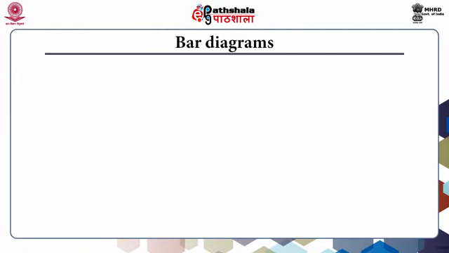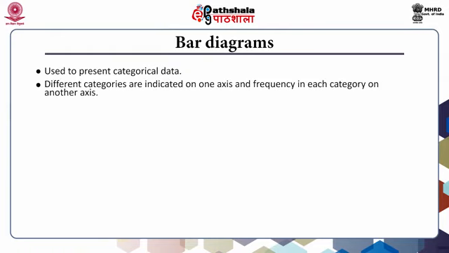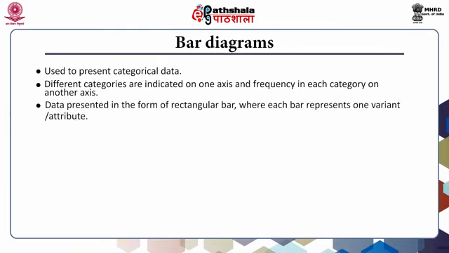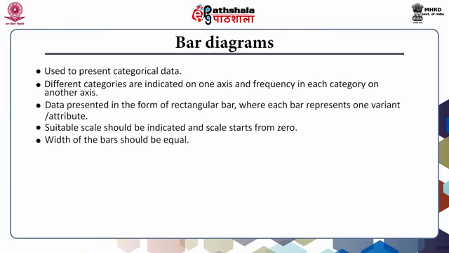Bar diagrams. This is used to present categorical data. Different categories are indicated on one axis and frequency in each category on another axis. Data presented in the form of rectangular bar, where each bar represents one attribute or variant. Suitable scale should be indicated and should start from 0. Width of the bars should be equal.